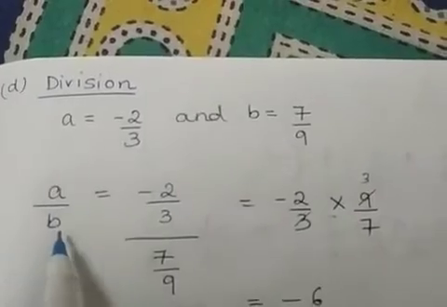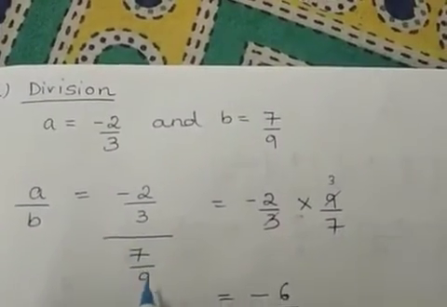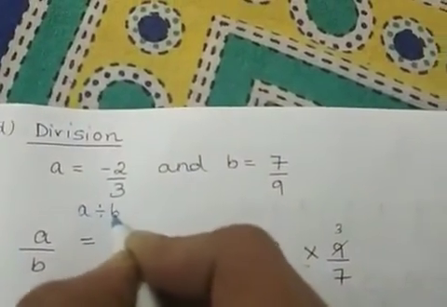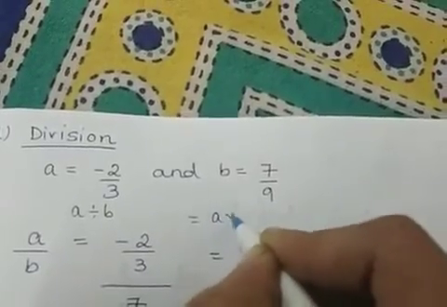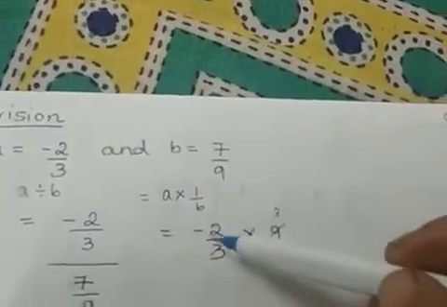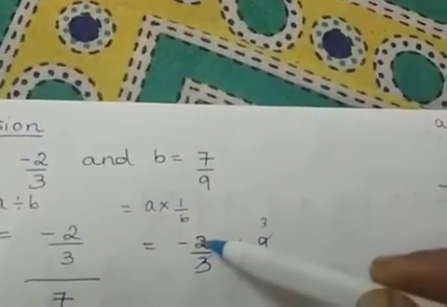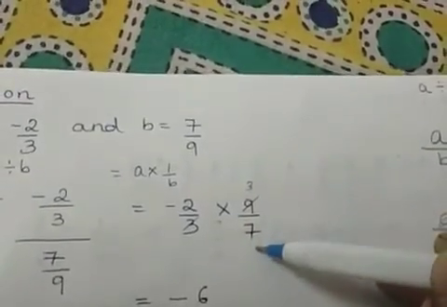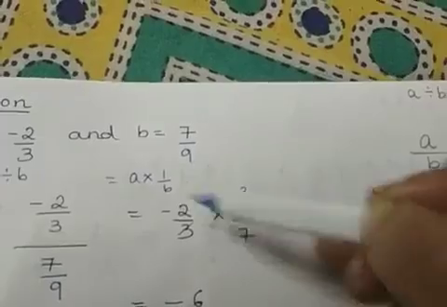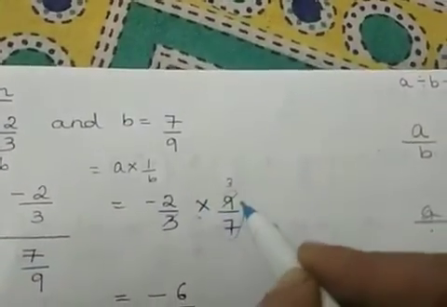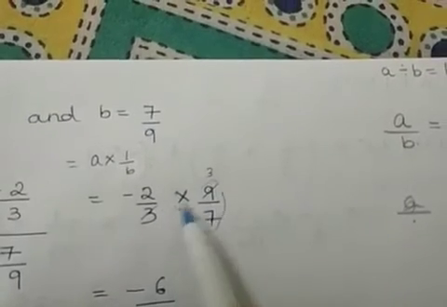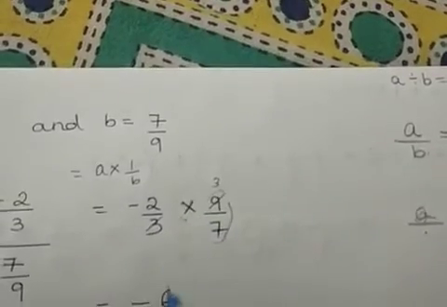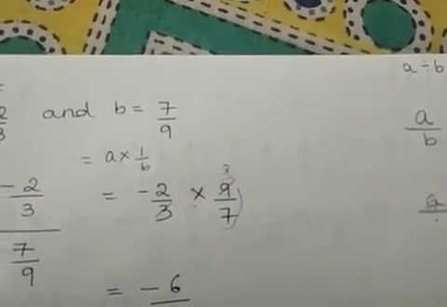Now a upon b is minus 2 upon 3 divided by 7 upon 9. As I told you before, when I am taking a divided by b, it is the same as a multiplied by the reciprocal of b. So I can directly write a upon b as minus 2 upon 3 multiplied by the reciprocal of 7 upon 9, which is 9 upon 7. When I change division to multiplication, it becomes the reciprocal. You can cancel these terms because the sign is multiplication here. Then I get minus 2 into 3, 6 upon 7.